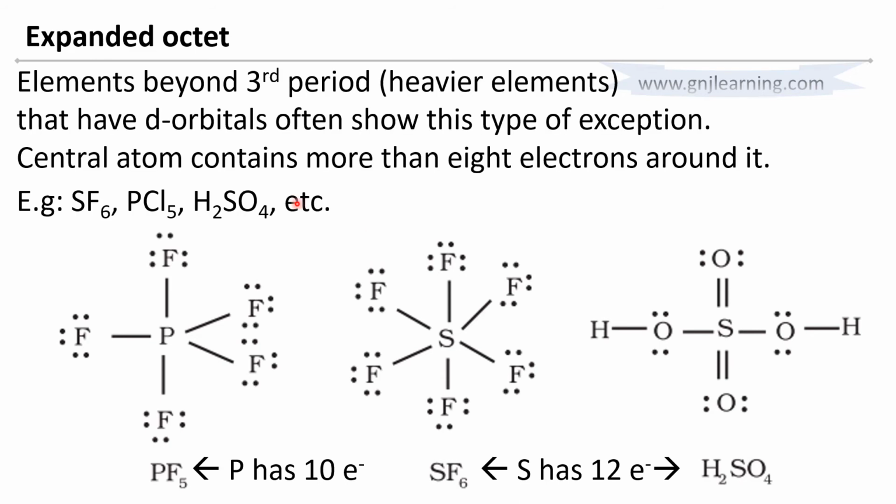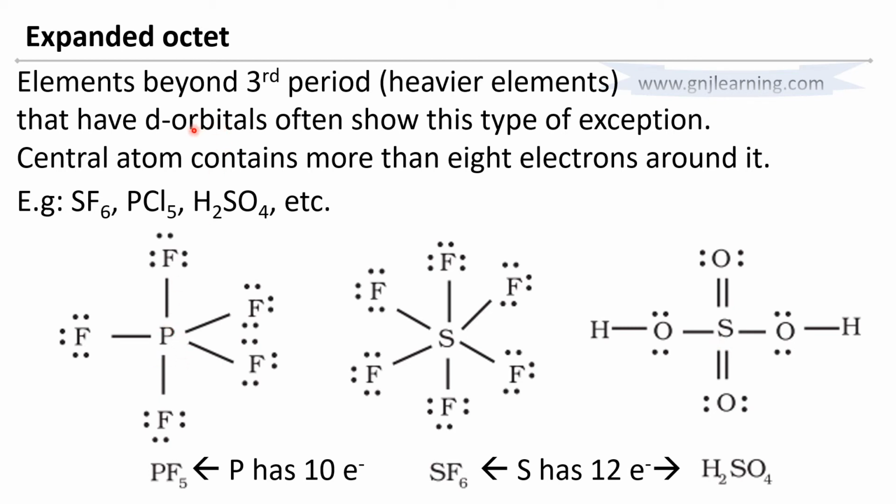So again, elements beyond the third period. Third period means, if you are looking at sulfur, it is in the fourth period. No, it is in the third period. Clear? So in the first period we have no such elements. In the second period we have oxygen, and in the third period sulfur. Similar is the case with phosphorus. It is from the third period.